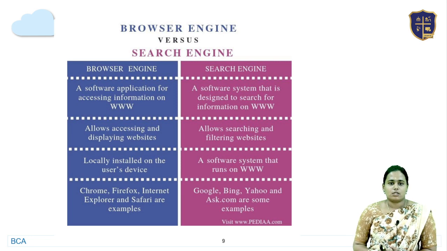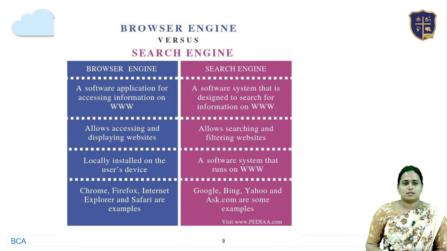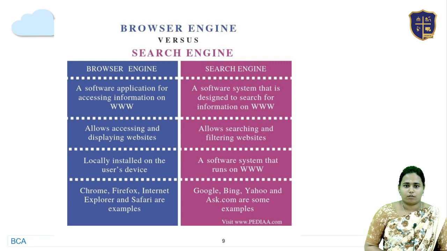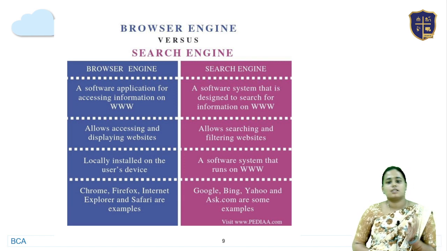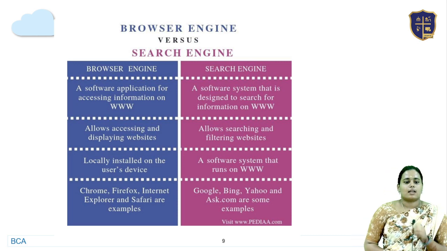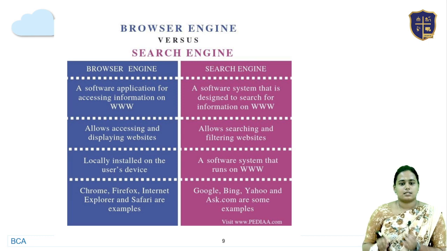Next, let's see the difference between a web browser and a search engine. A web browser is a software application, for example Chrome, which is used to access information on the World Wide Web. A search engine is an application designed to search for information on the World Wide Web. A browser allows you to access and display websites, but a search engine allows you to search and filter the websites.